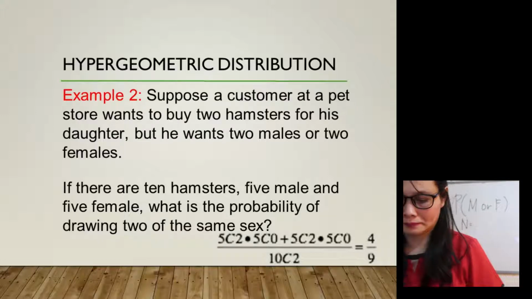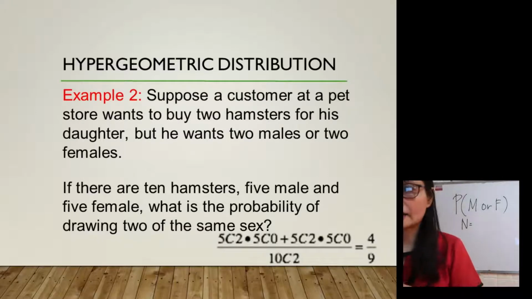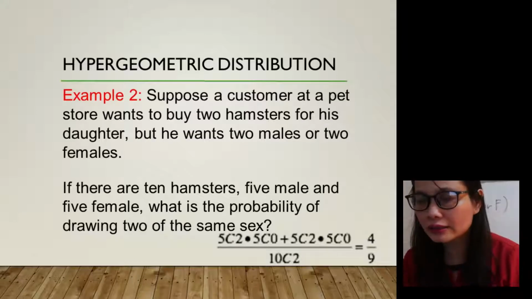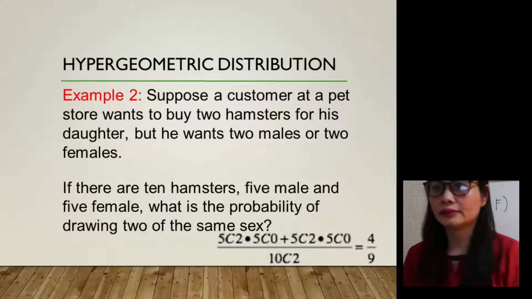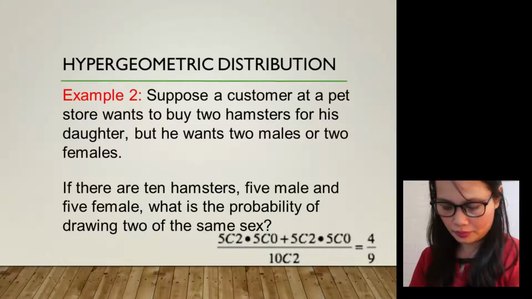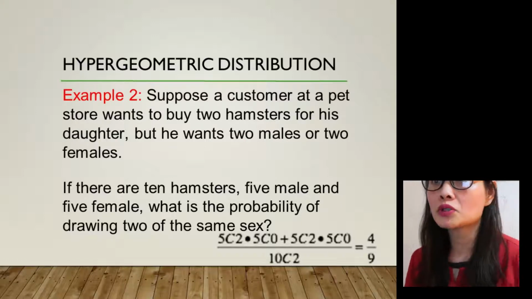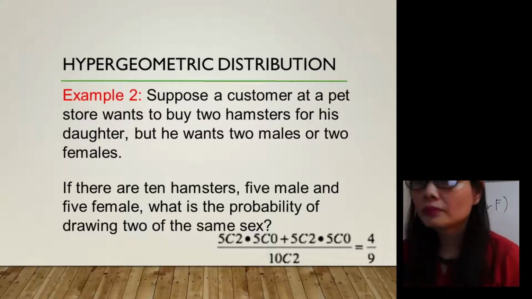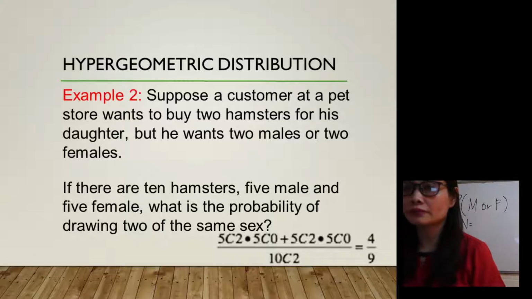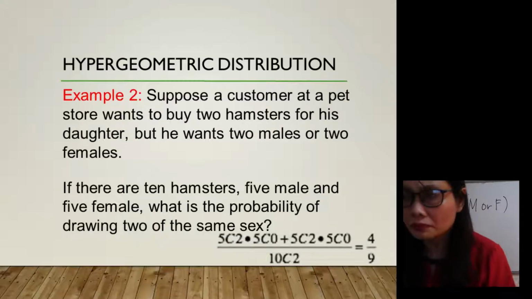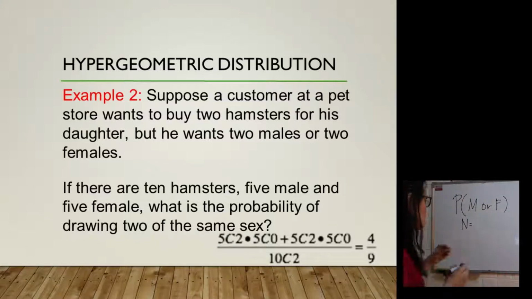What is your n? 10. As a whole, how many? How many hamsters do we have? Okay, 10. So that is your n. Population size is 10. Now, what about S?